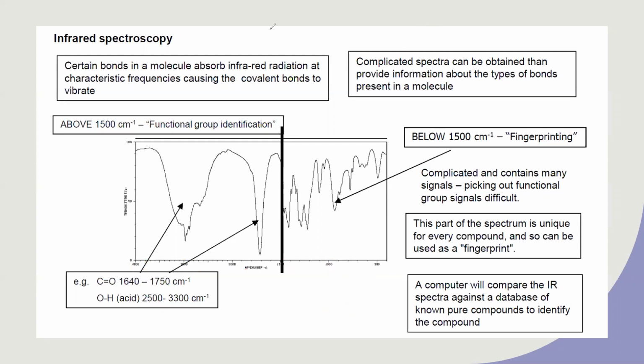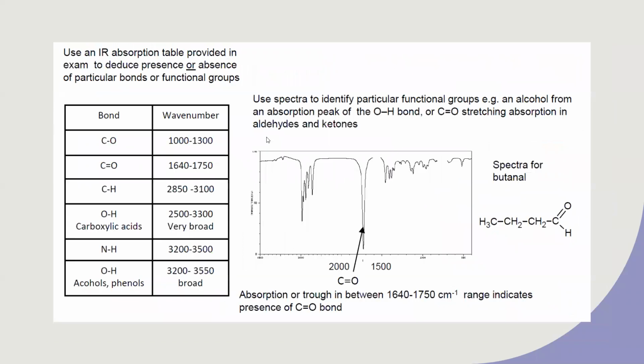The part which is below 1500 is called the fingerprint region. We call it that because every molecule has its own infrared spectrum below 1500. So normally we use infrared spectroscopy to identify the type of the bond, and using the type of bond we can work out the functional group. How can we use this? You don't have to memorize these numbers. As you can see, the wave numbers are given.